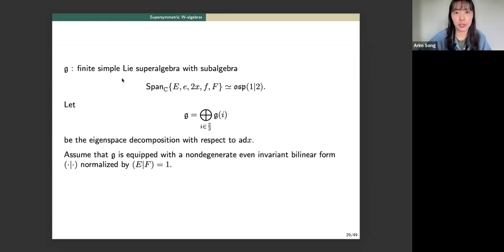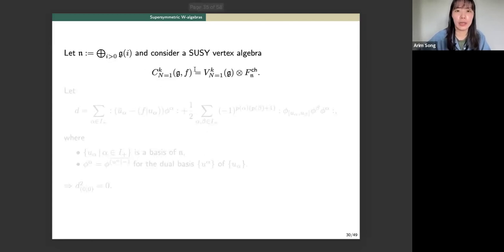Okay, so given a finite simple Lie superalgebra with an OSp(1|2) subalgebra, we decompose G into the direct sum of eigenspaces as usual. Here the grading is given by the eigenvalue with respect to the adjoint action of X, which is half of H. And we'll assume that G is equipped with a non-degenerate even invariant bilinear form, normalized by (E|F) equal to 1. Then the supersymmetric W-algebra is defined in this way. We'll consider a BRST complex, C(g, k, n). One part is the supersymmetric affine Virasoro algebra that we saw earlier. And the other part is the supersymmetric charged free fermion associated with n, where n is the direct sum of positive eigenspaces.